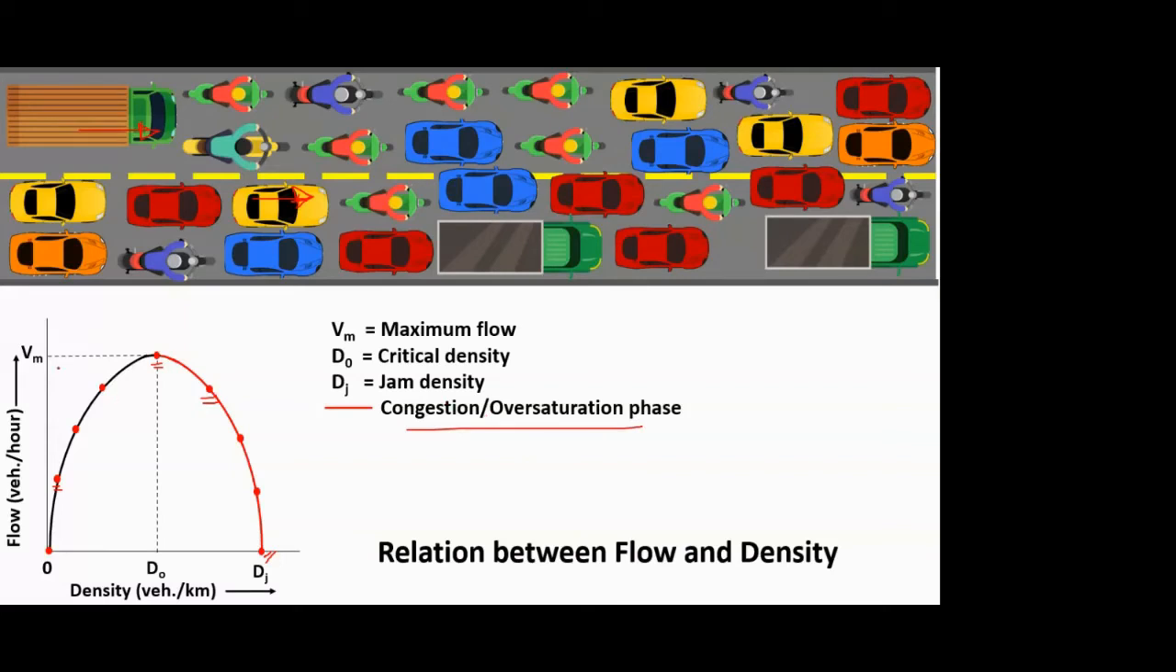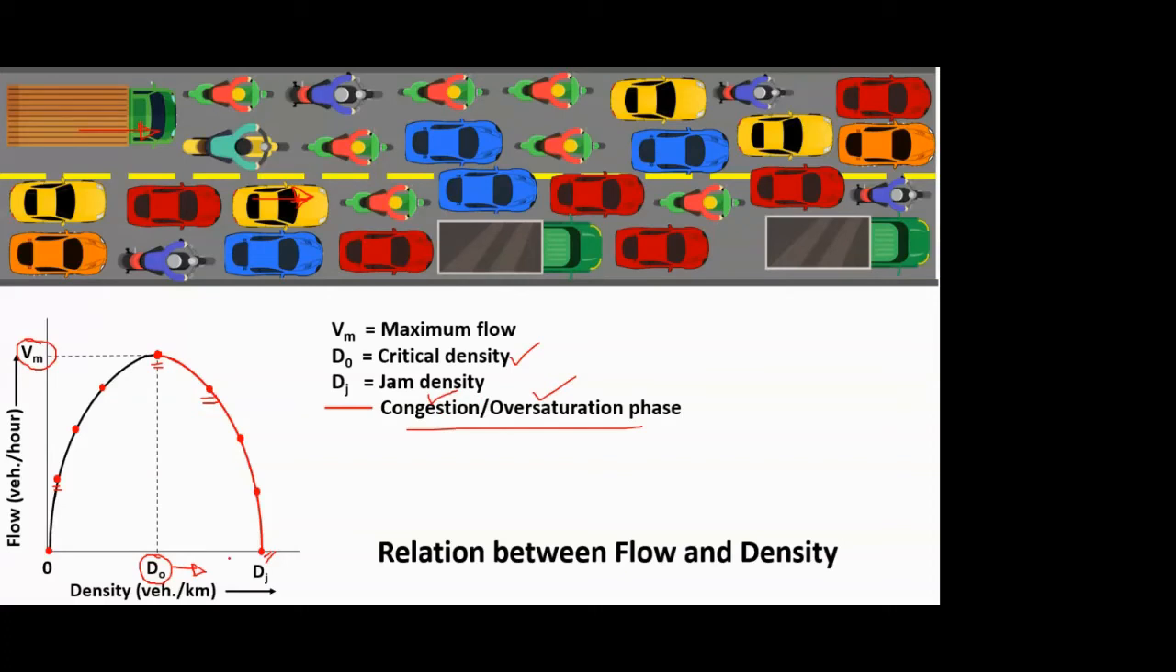And again, if I plot some points, the maximum or the peak of this curve will correspond to the maximum flow value, Vm, and the corresponding density will be dO, okay, which is nothing but the critical density. So after this dO, if the density goes on increasing, then we say that we are entering into an oversaturation phase or a congestion phase.